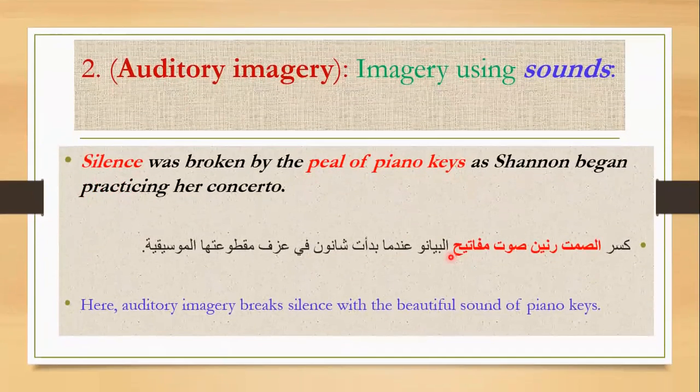The second example, auditory imagery. Auditory imagery type. You see here, silence was broken by the peal of piano keys as Shannon began practicing her concerto. And you can see here that auditory imagery breaks silence with the beautiful sounds of piano keys.